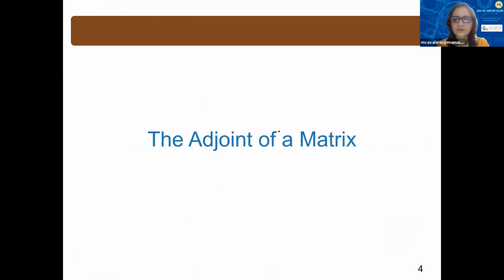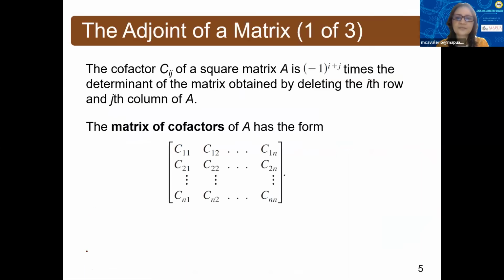Beginning with the adjoint of a matrix. Now, what is the adjoint of a matrix? Recall that the cofactor Cij of a square matrix A is negative 1 raised to i plus j times the determinant of the matrix obtained by deleting the ith row and jth column of A.